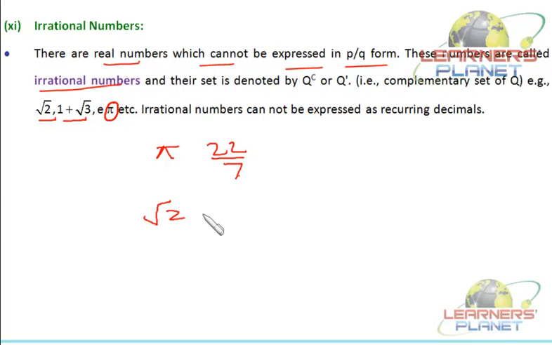Friends, we see the value of root 2 is 1.4142135562 and so on. We have already discussed the definition of rational numbers: either the decimal should be recurring or terminating. But in this case, the digits after the decimal are neither repeating nor terminating. We see here 414, there is no proper sequence. So root 2 is an irrational number.